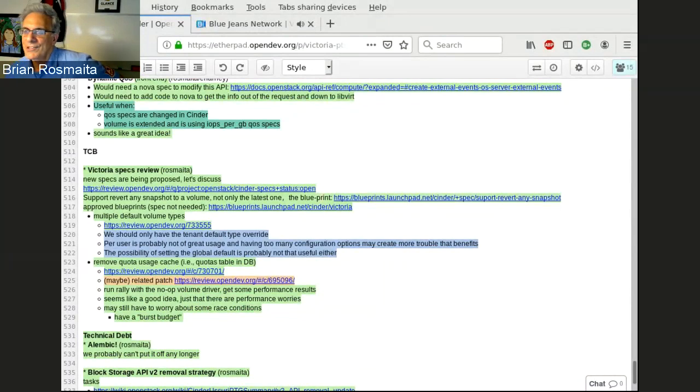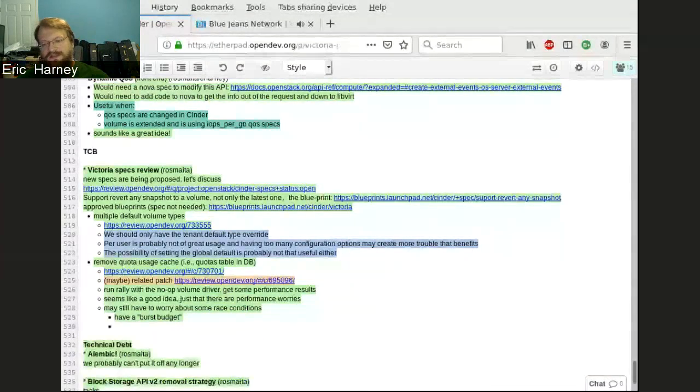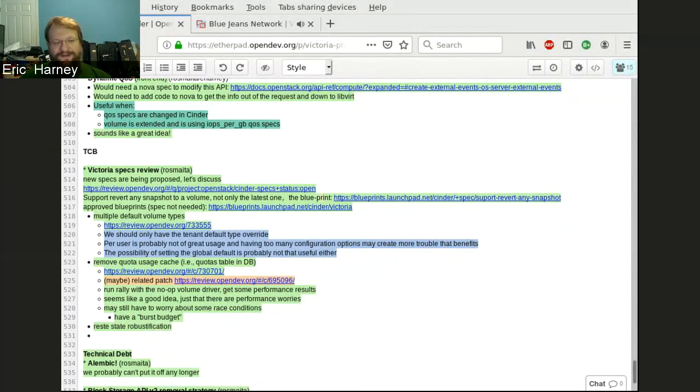All right, and we've got Eric's reset state robustification. Looks like you've updated that, or somebody has. I think I moved it into a newer directory the other day. Okay. Yeah, this is something that we need to do because we keep having customers shoot themselves in the foot with this command, which is not good for them and not good for those of us that have to keep digging them out of holes.